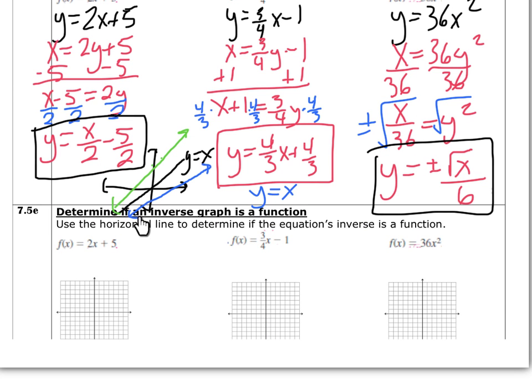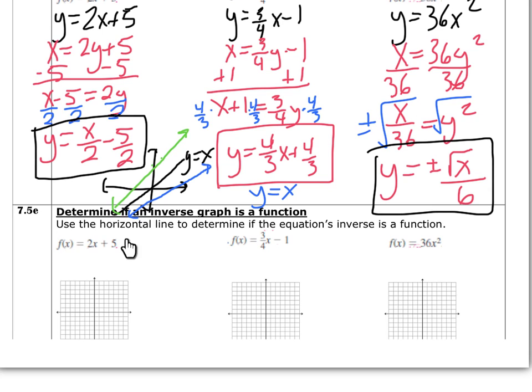7.5e wants you to determine if an inverse is a function. So use the horizontal line test to determine if an equation's inverse is a function. Remember, the definition of a function is for every x there's only one y. To decide if something's a function, you could use the vertical line test. But here's what they want us to do. Determine if the equation's inverse is a function.